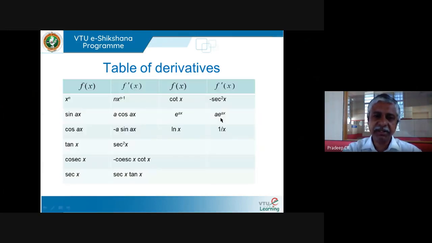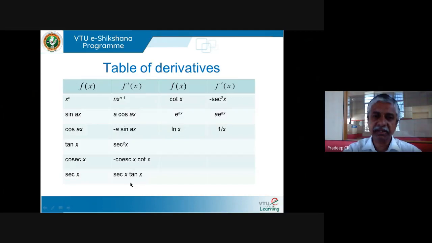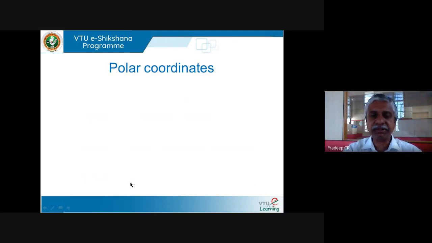standard functions. These are the ones you will require for this course, but there are many other functions and you will require it through your course for other things also. I have not mentioned them here, but I'm sure in these standard tables you will find them. Particularly useful is this Paul's online notes. Please check that. Now what I want to teach, or what I want to explain, is what is polar coordinates.